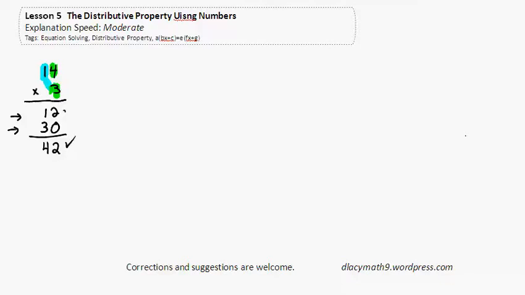But there's another way to add them, a way that is really helpful, not to get the answer quickly, but to understand the distributive property. Here's how we do it. So let me tell you something you do know, that 14 is 10 plus 4.